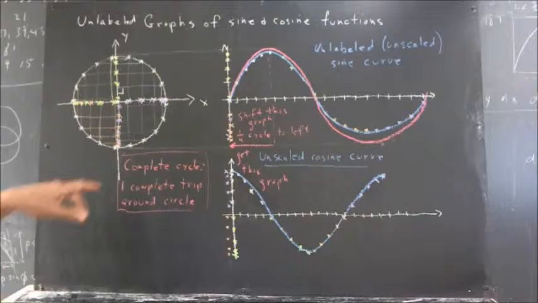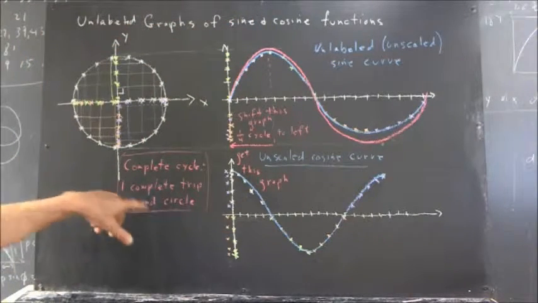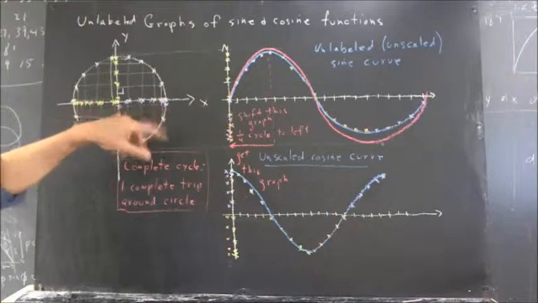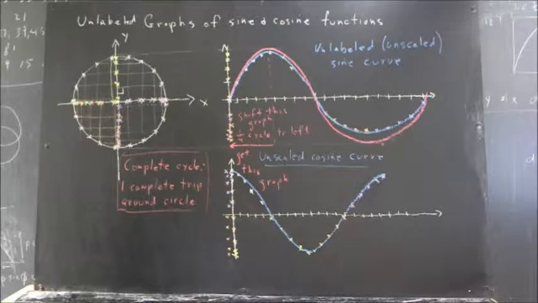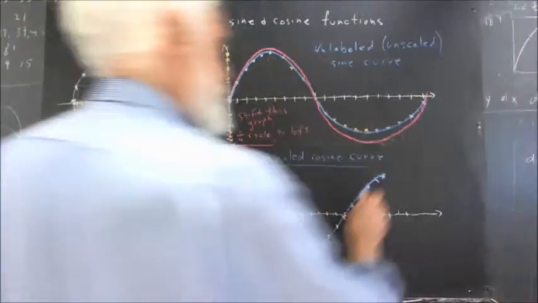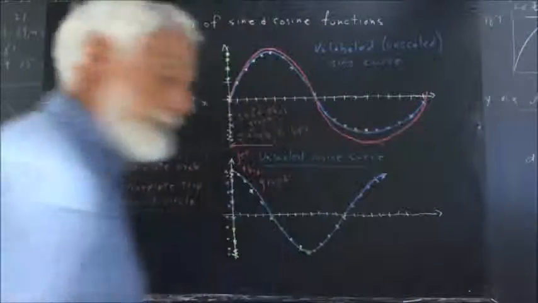Now, one complete cycle of a sine or cosine curve corresponds to one complete trip around the circle. Notice that we didn't quite make it all the way around the circle, but if we extend each of these graphs just a little further, it can correspond to a trip all the way around the circle.